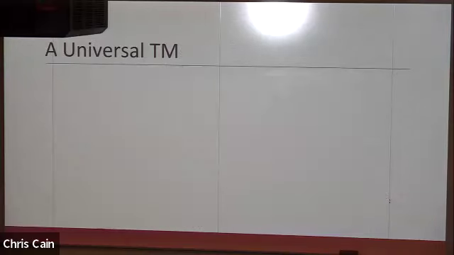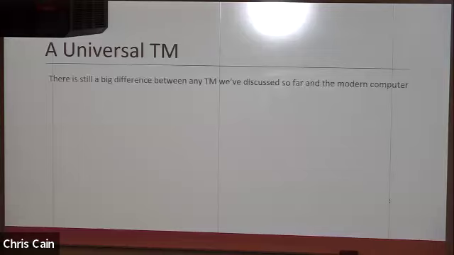So we're going to define this really cool idea called a universal Turing machine. And this addresses the difference between everything we've talked about so far and the modern computer. And it's that the modern computer can be reprogrammed. We can write a new program in the old program's place and run that.